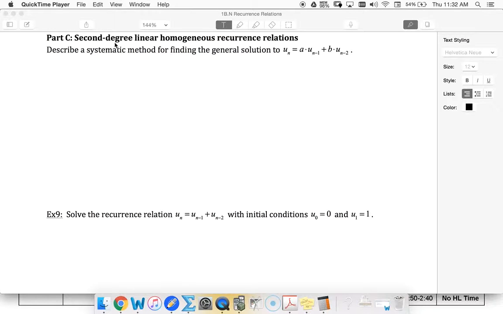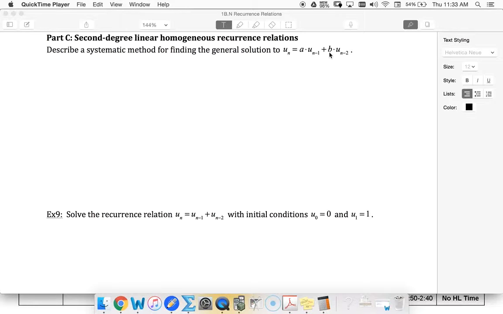Okay, so now we're looking at second degree linear homogeneous recurrence relations. So here's our linear second degree because there's two terms. Homogeneous, we have no function of n added to the end. And to solve this, we're going to go with a similar way as we did with our last example of first degree linear homogeneous, and we're going to use an auxiliary equation to help us.